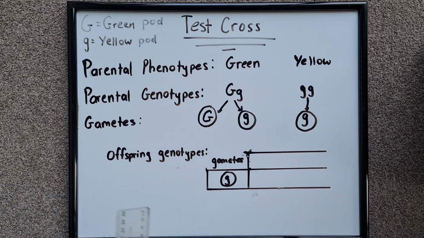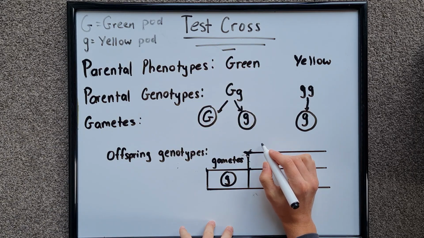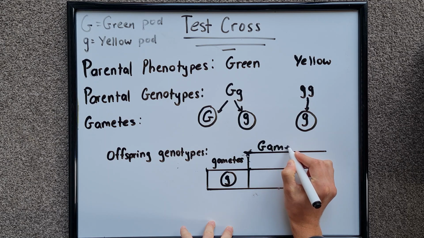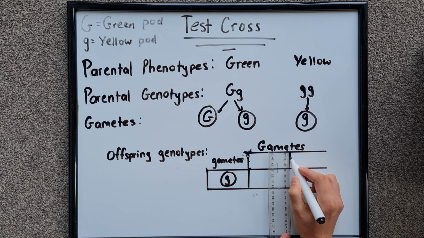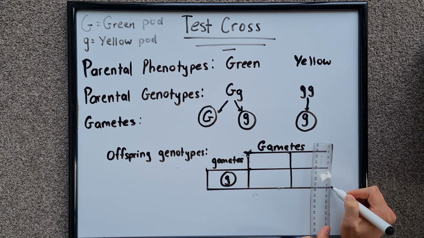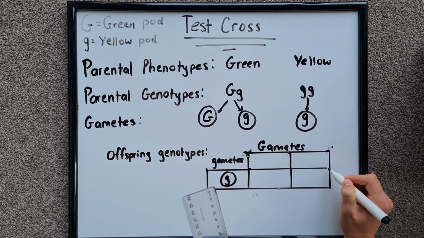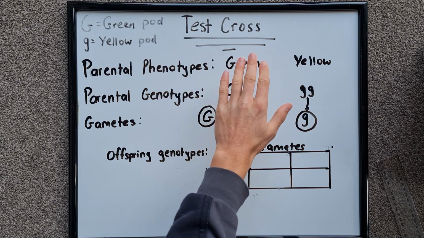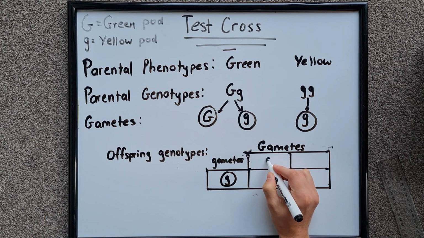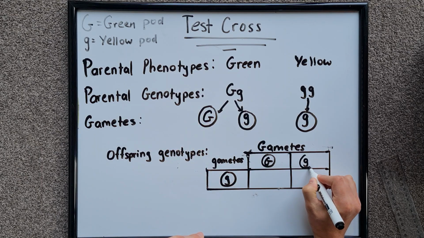Now up here, we will have the gametes of this green pea. So we have to write again gametes, and now we have two different gametes. So we're going to have to divide that in two. Then of course we're going to have to close this as well. Now excuse the writing, it's quite difficult on the whiteboard. So the gametes from that green pea are going to be, as we discussed, the uppercase G, again, encircle it to show it's a gamete, and a lowercase g.